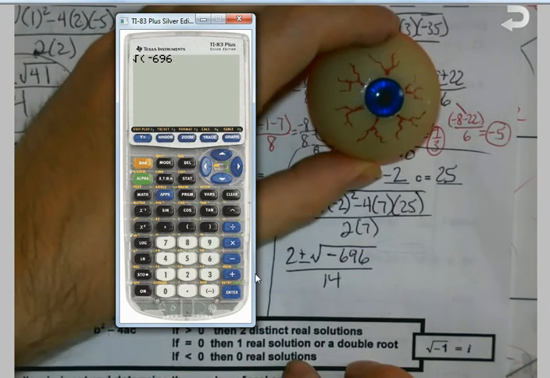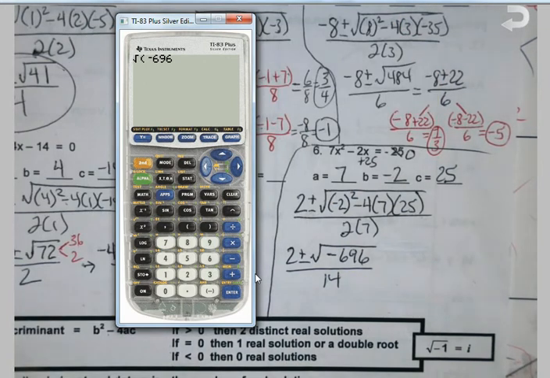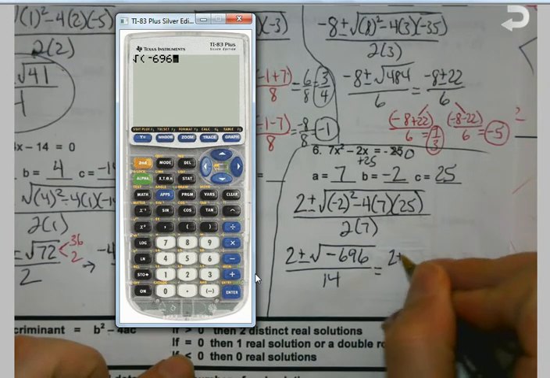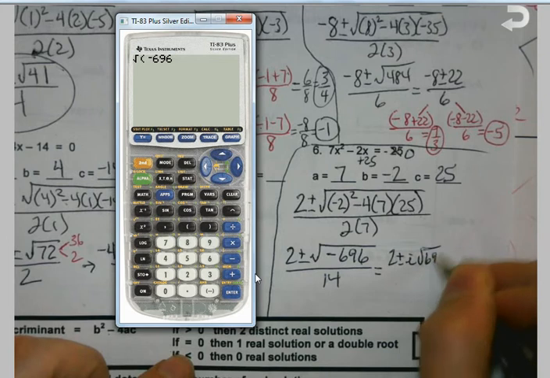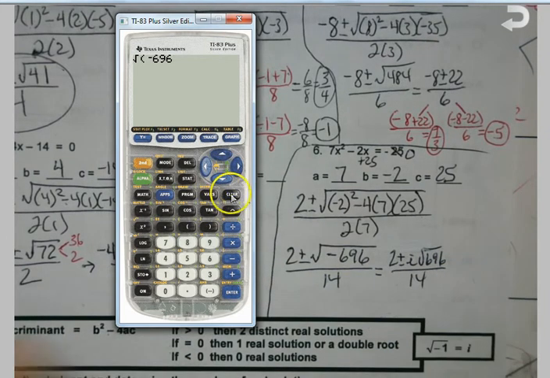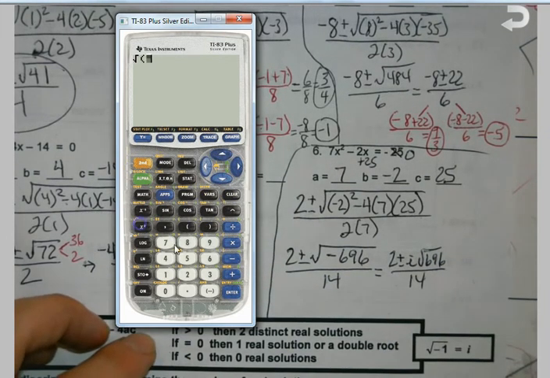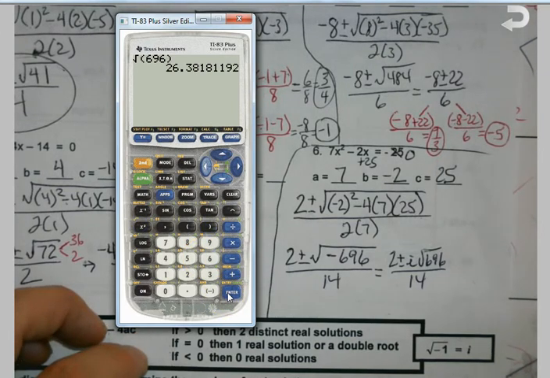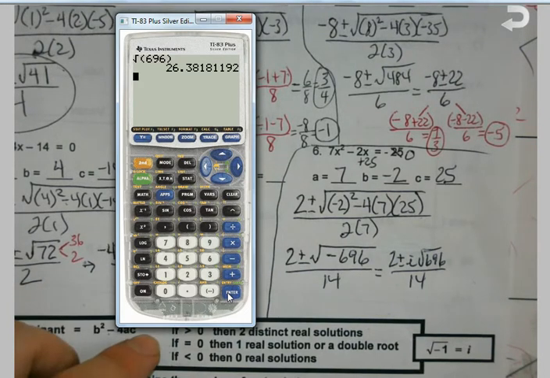Oh, hidden behind the game. Take an i out. 2 plus or minus i square root of 696 over 14. So now that I got rid of that ugly negative, because negativity does so many bad things, doesn't go in nice. Well, let's see. I wonder if there's something that goes in this. I wonder if this is like number 4, though. Let's see here. Let's play. Oh, what might go in? Yeah, I don't think so. Okay, I was right.